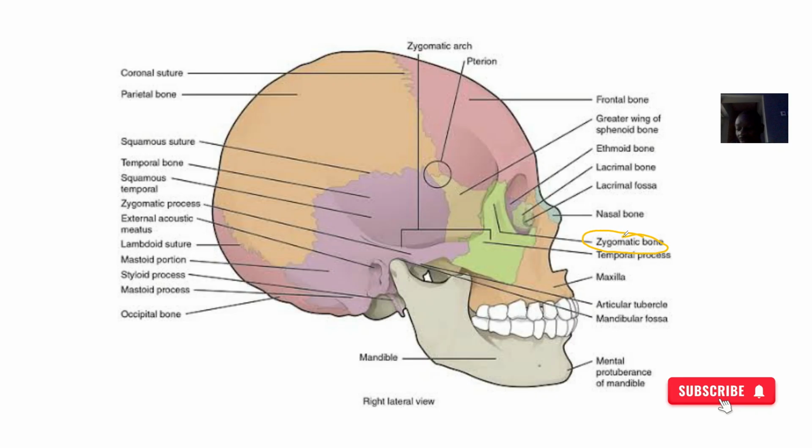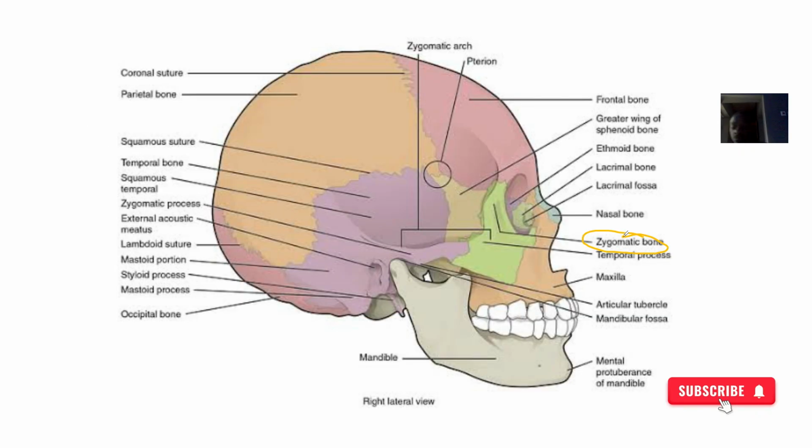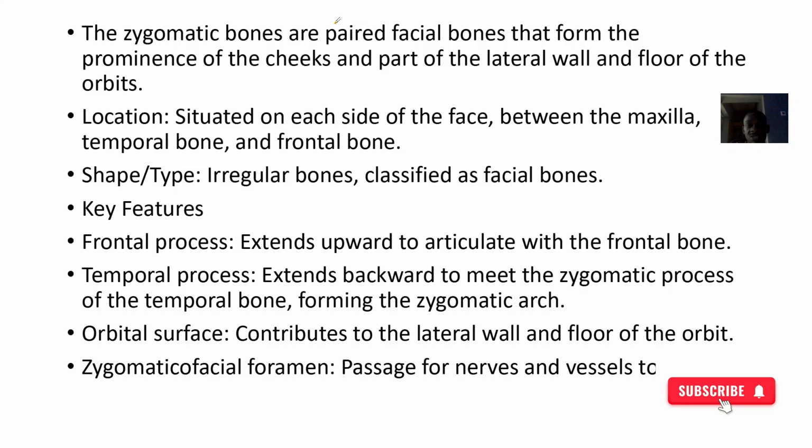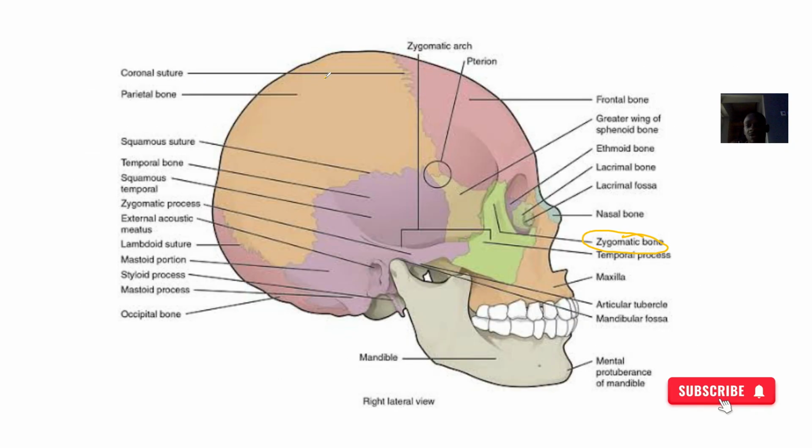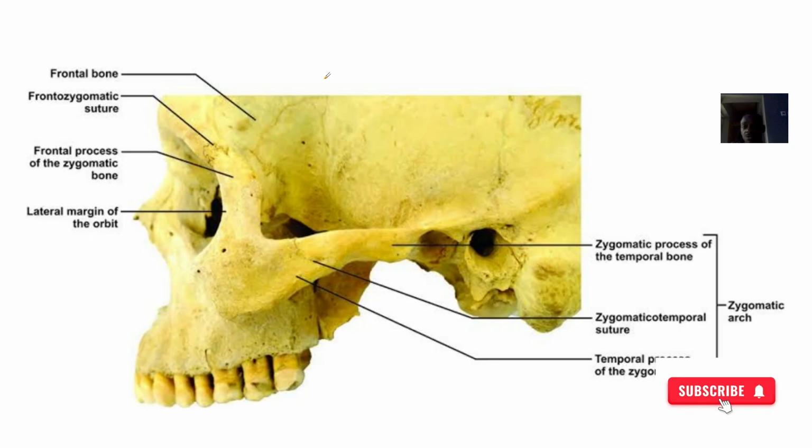So what is the zygomatic bone, and what is its function? What is its anatomy? So they said that zygomatic bones are paired, so they are on either side, and they form the prominence of the cheeks and also parts of the lateral wall and the floor of the orbit.